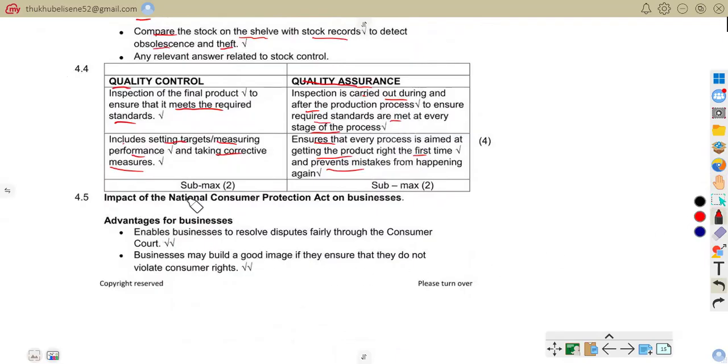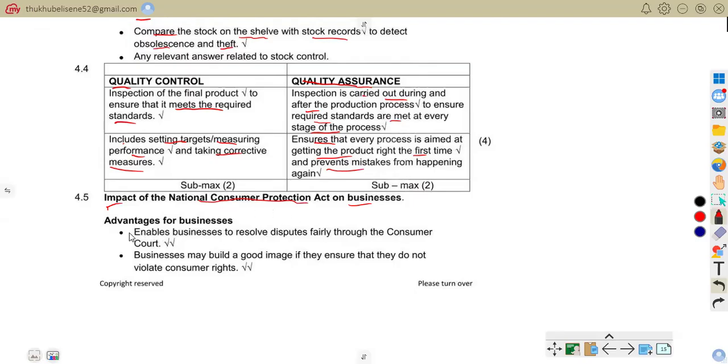4.5. Impact of national consumer protection on business. So that is where we are now. We are first going to start with the advantages. Once we are saying impact, it means we are talking about advantages and disadvantages.